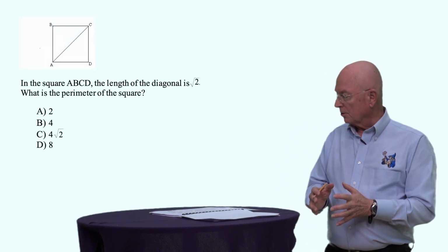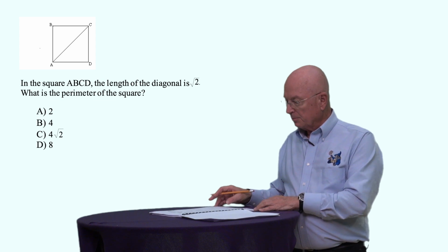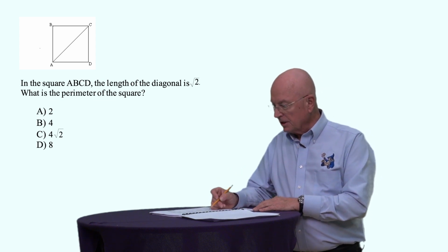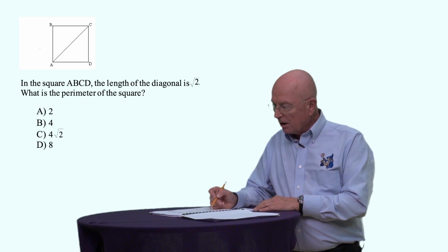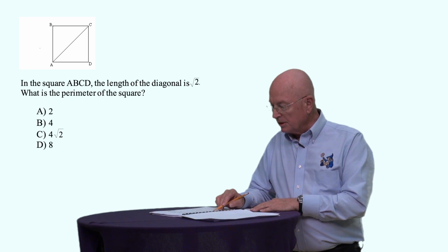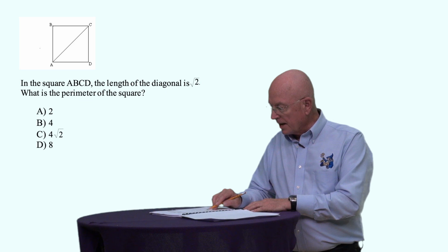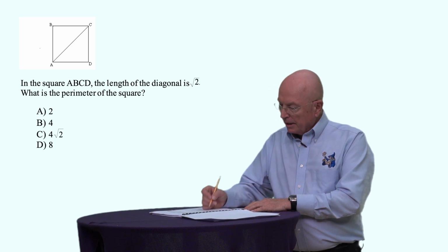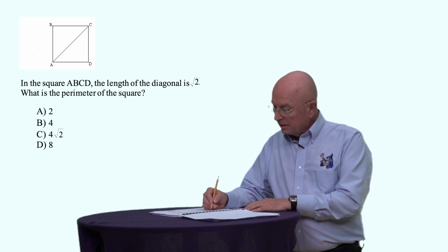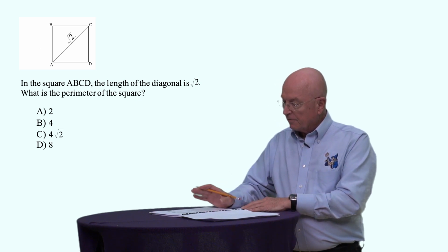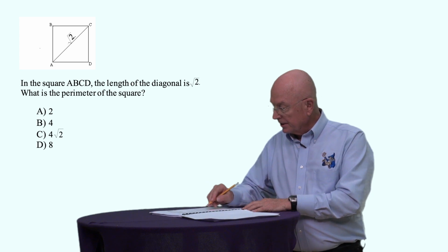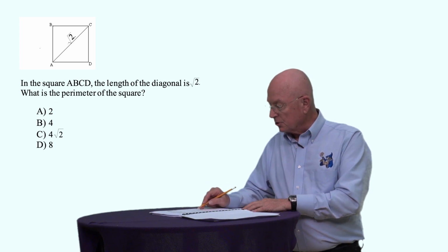Let's look at this particular question, number 1, down at the bottom of the page in your student manual, and you'll see this diagram with a diagonal that looks like it ought to be in a square. So let's see what the question says. In the square ABCD, so we're confirmed it is a square, the length of the diagonal is square root of 2. So on the diagonal from A to C, write radical 2 so that you have all your information in one place. Then, what is the perimeter of the square?